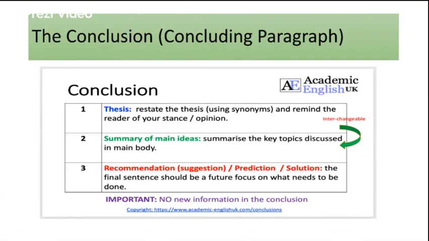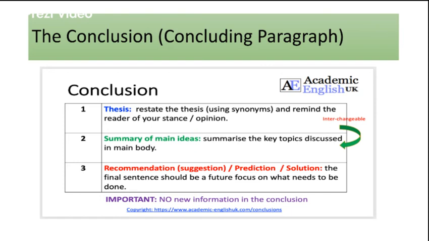Now the conclusion. The conclusion needs to do at least 2 of 3 things. Thesis: restate your thesis using synonyms. Of course, you have to restate it in a different form. You have to put your opinion. You should put your opinion in the conclusion. If it's an expository essay, of course, you cannot write your opinion in the body paragraphs, but in the conclusion, this is your free space.